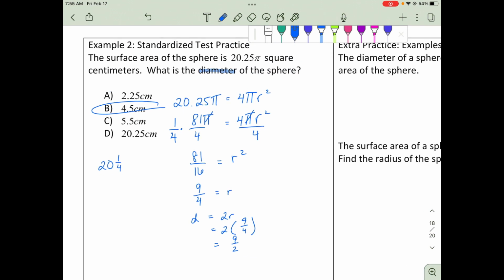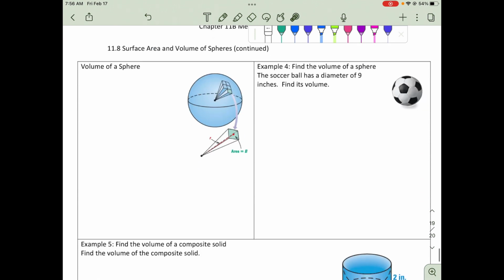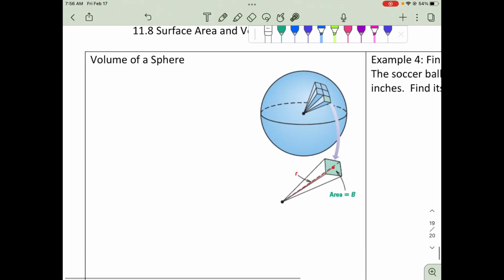All right. Friendly reminder, fractions are friends. You convert the decimals into a fraction. It will make life so much easier. All right. Now let's go ahead and continue to page number 19 to talk about volume of a sphere.